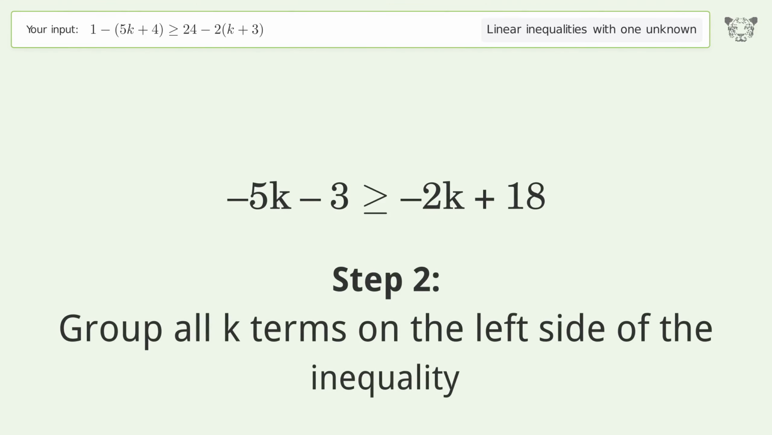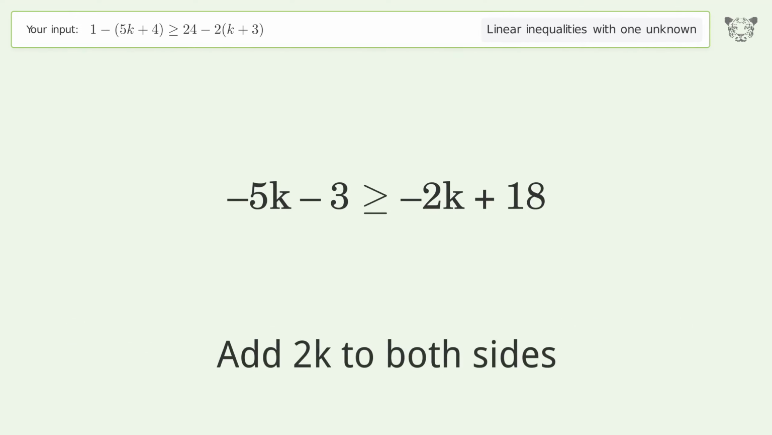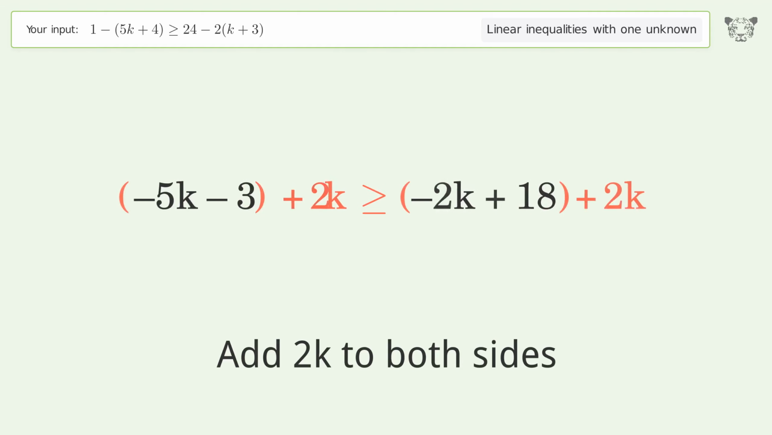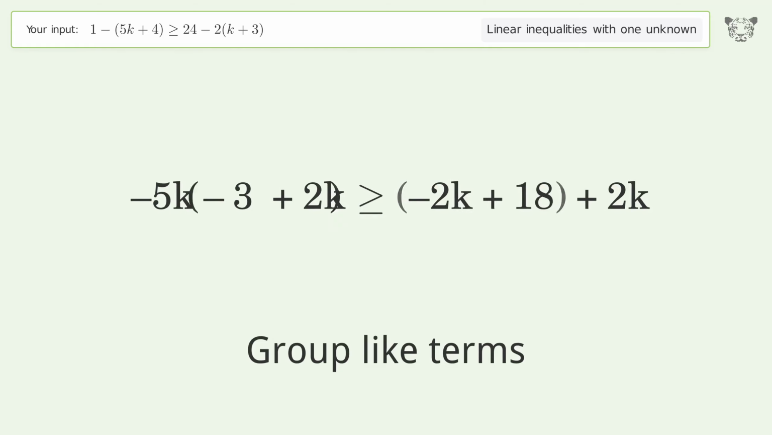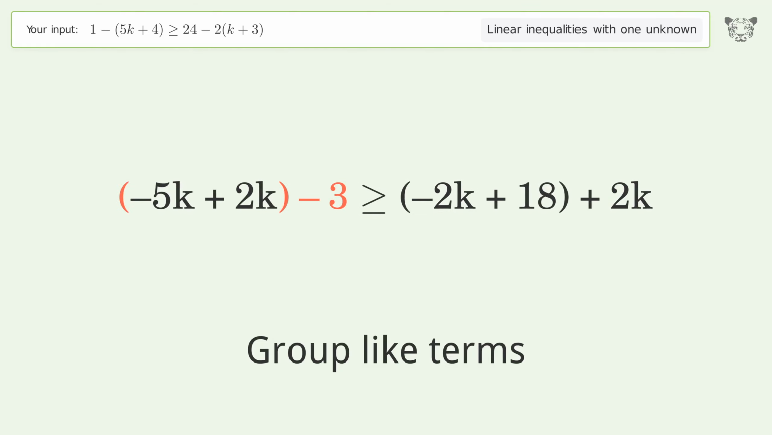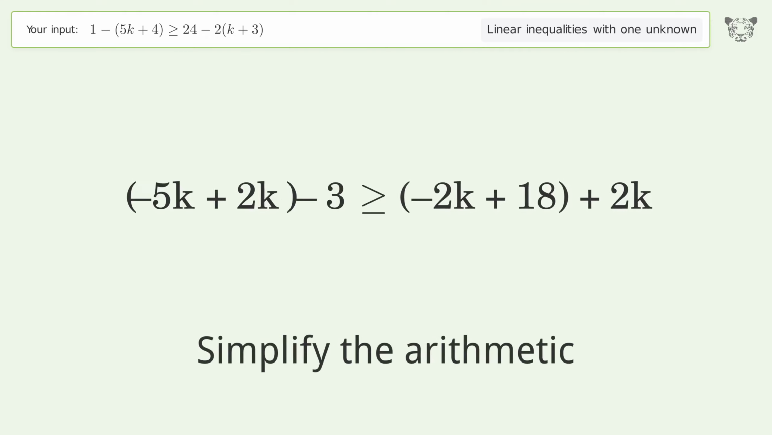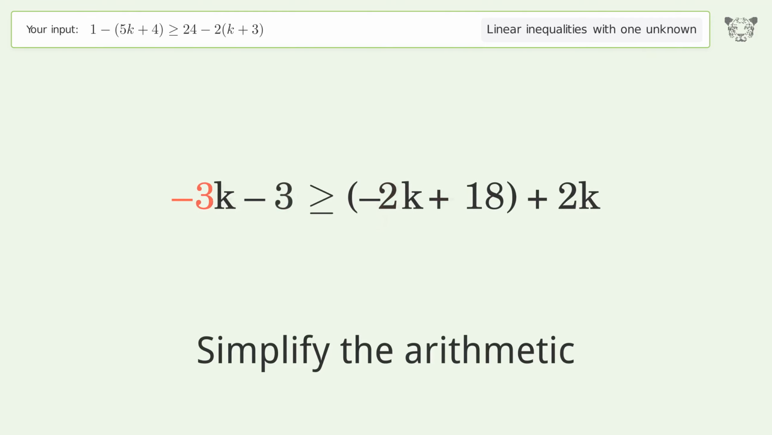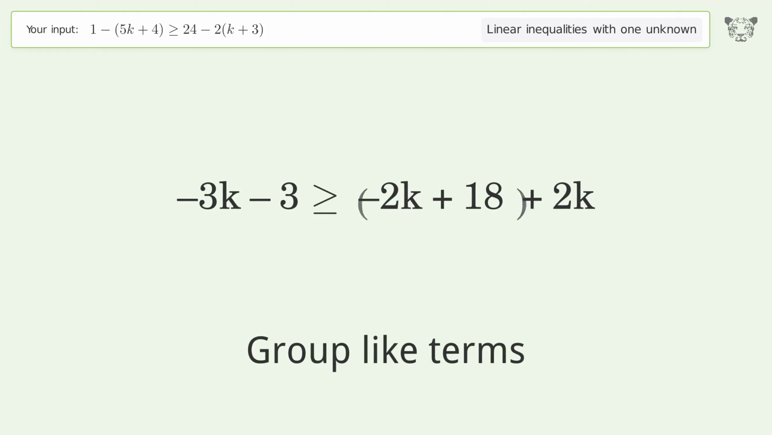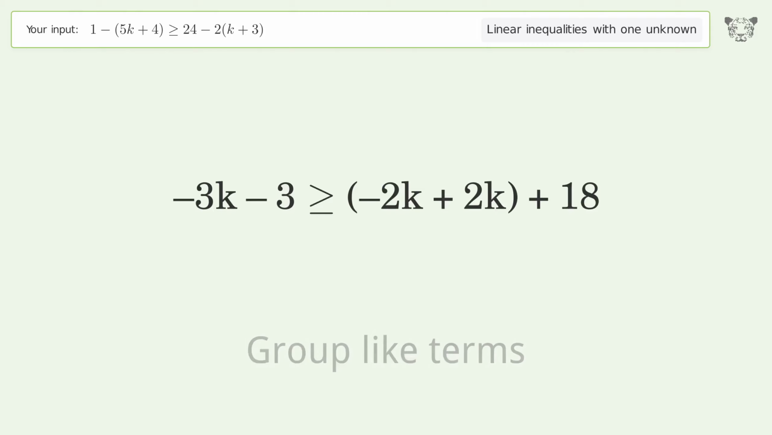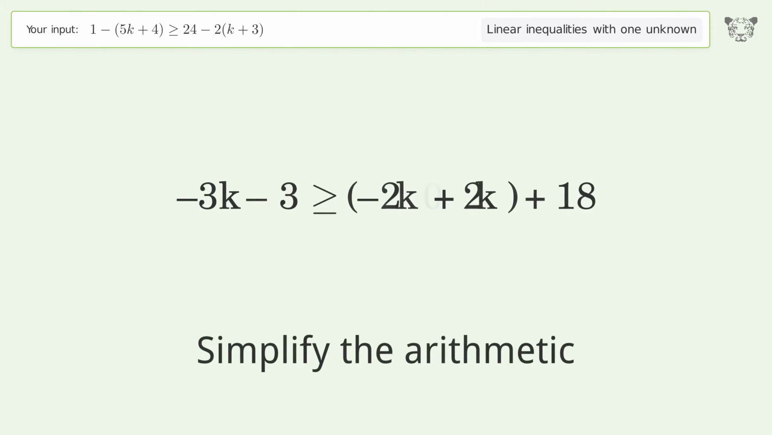Group all k terms on the left side of the inequality. Add 2k to both sides. Group like terms. Simplify the arithmetic. Group like terms. Simplify the arithmetic.